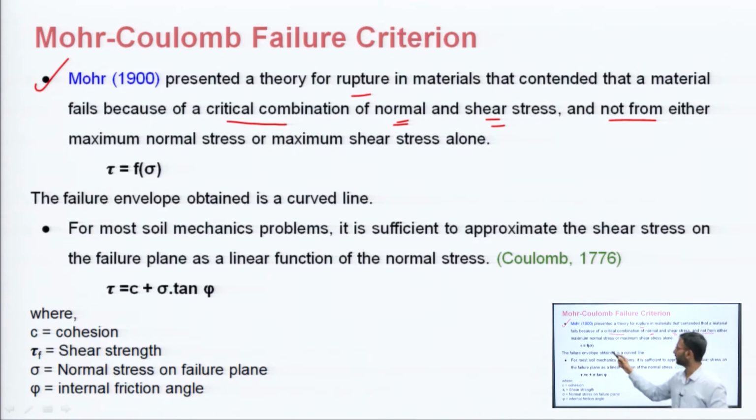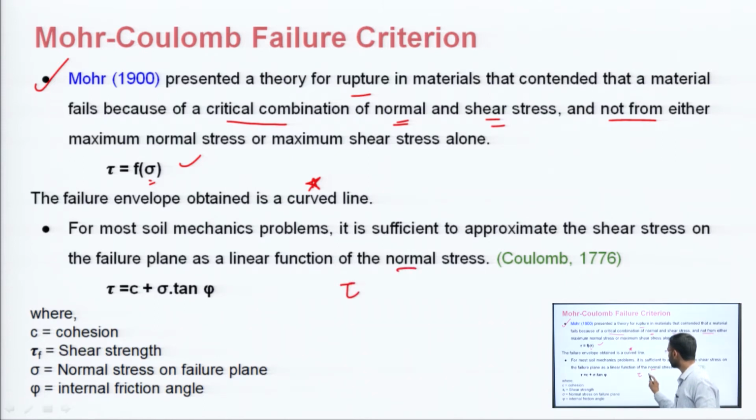Alright, so he gave it as tau is a function of what, sigma here, and the failure envelope he obtained was a curved line. So this is a very important point, we will be implying it. For most soil mechanics problems, it is sufficient to approximate the shear stress on the failure plane as a linear function of the normal stress.